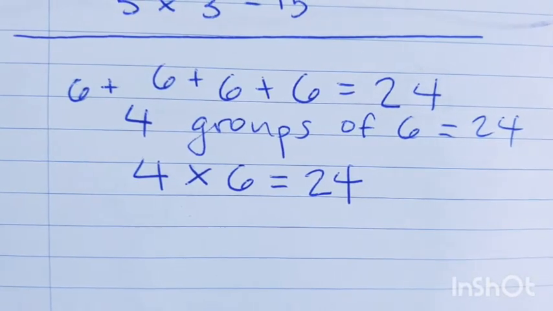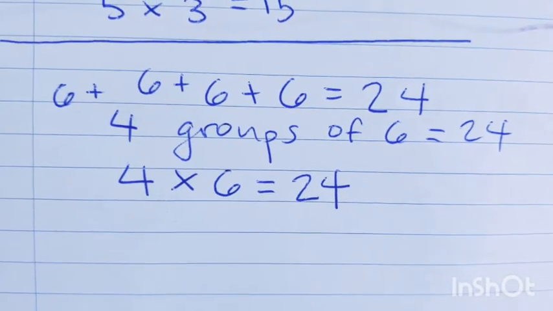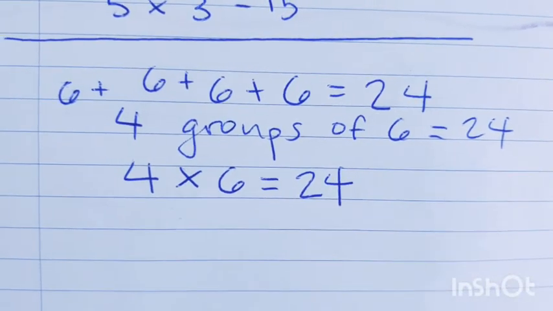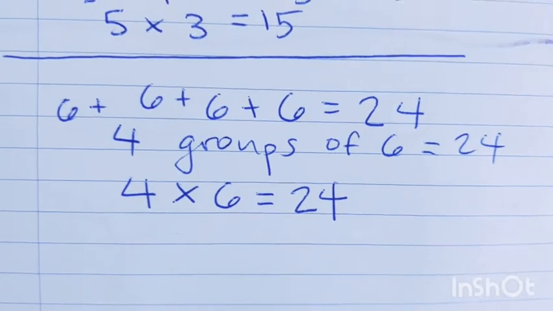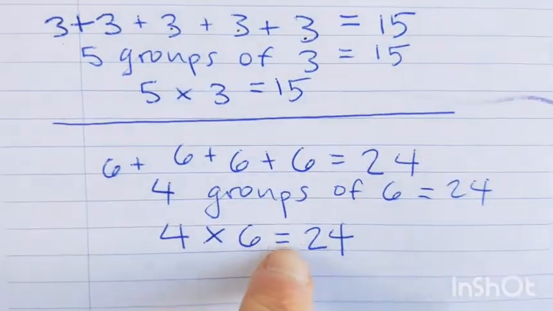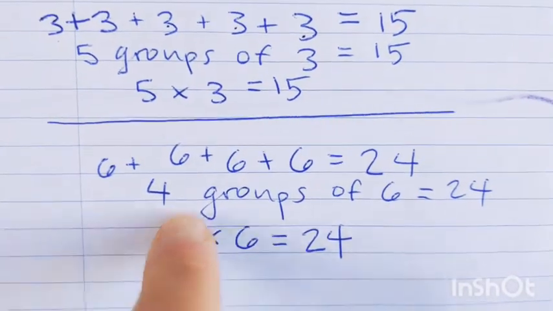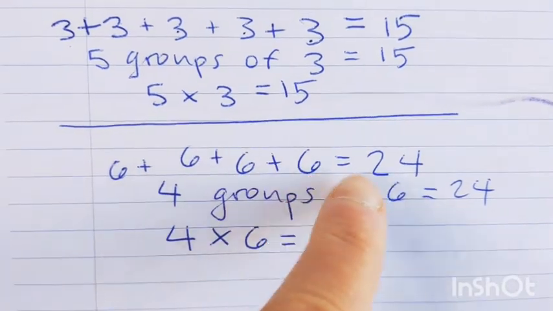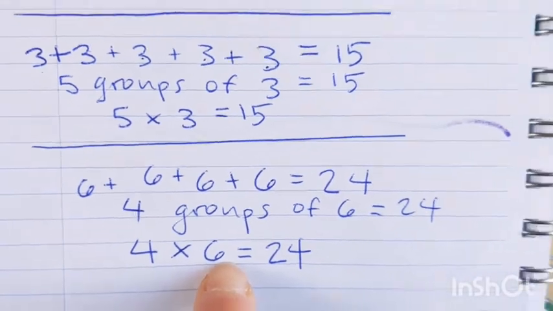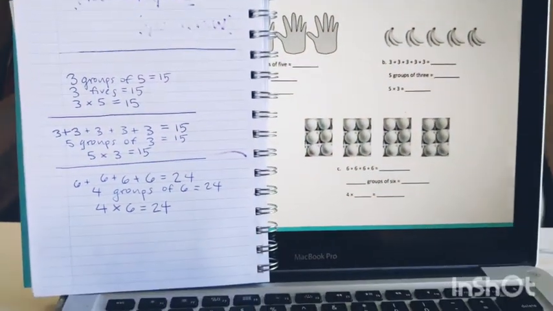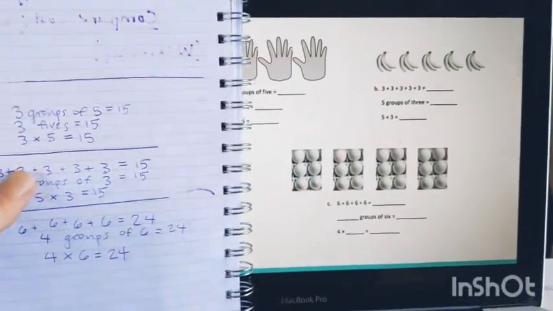That means the same thing as 4 groups of 6, which is also 24. Or for multiplication, 4 times 6 equals 24. So again, multiplication is a way of writing repeated addition. If there's 4 6s equals 24, we can write that as 4 times 6. I hope that that's helpful as a review for multiplication.